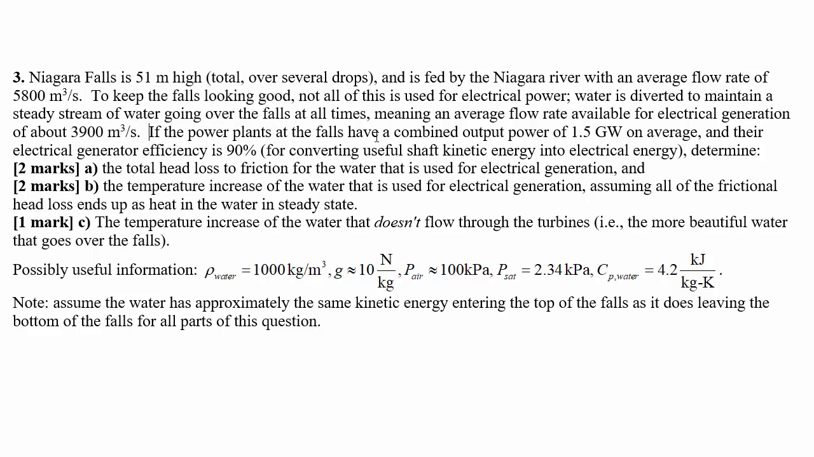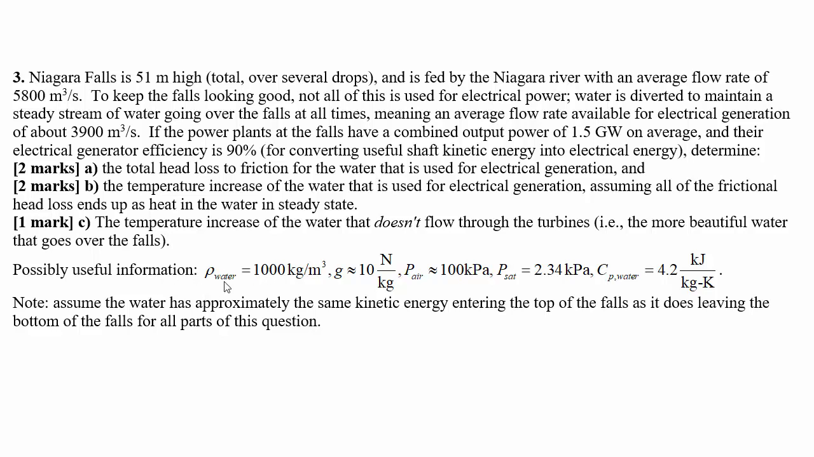Now, suppose the power plants at the falls have a combined output power of 1.5 gigawatts on average, so that corresponds to this flow rate, and their electrical generator efficiency is 90%. This is the efficiency for converting the mechanical kinetic energy into electrical energy. Determine the total head loss to friction for the water that's used for electrical generation, and the temperature increase of the water that's used for electrical generation, assuming all the frictional head loss ends up as heat in the water in steady state, and the temperature increase of the water that doesn't flow through the turbine, so it just goes over the falls, the more beautiful water.